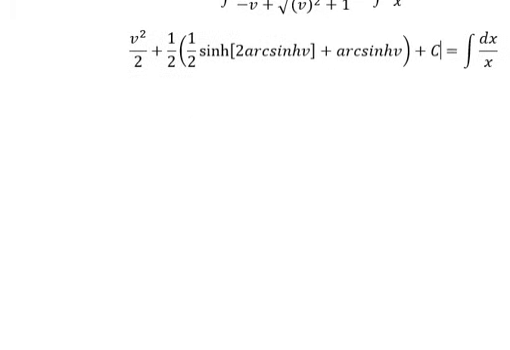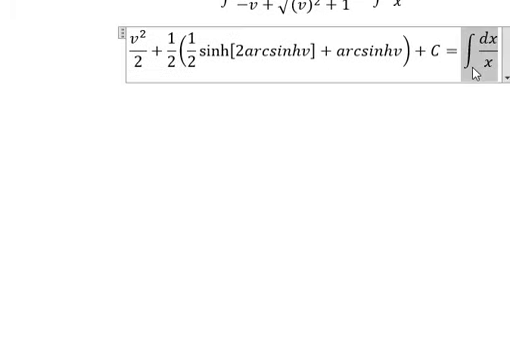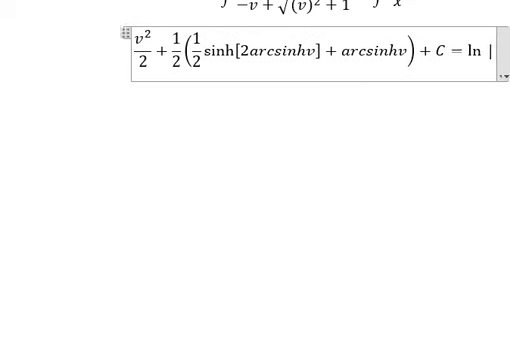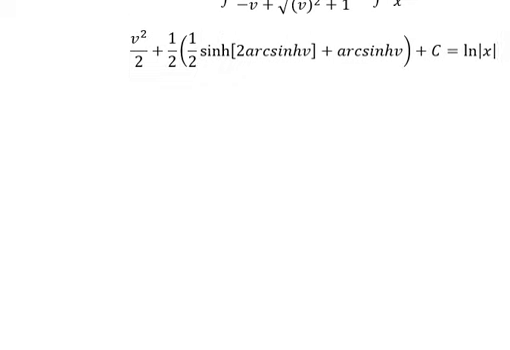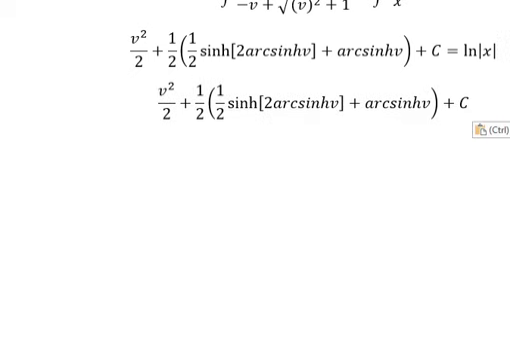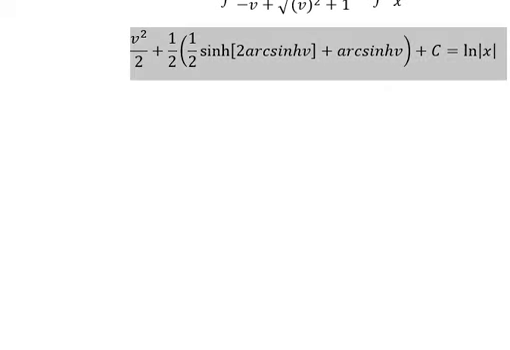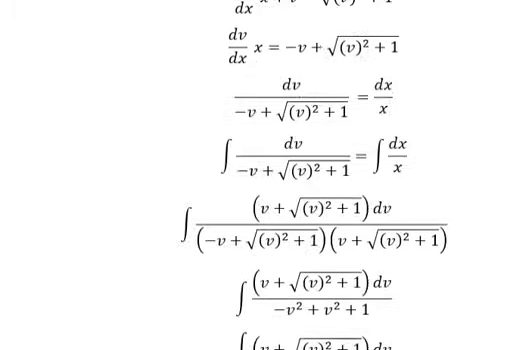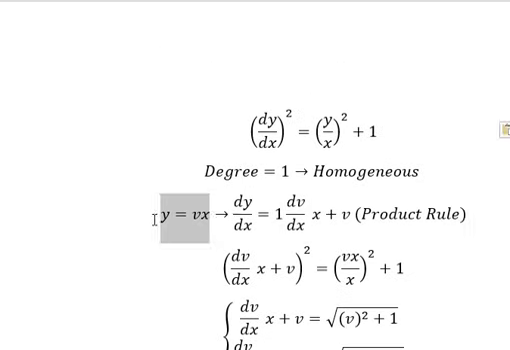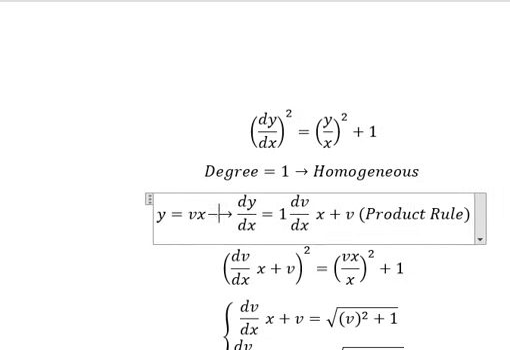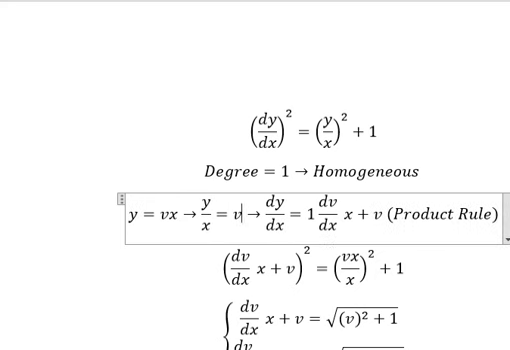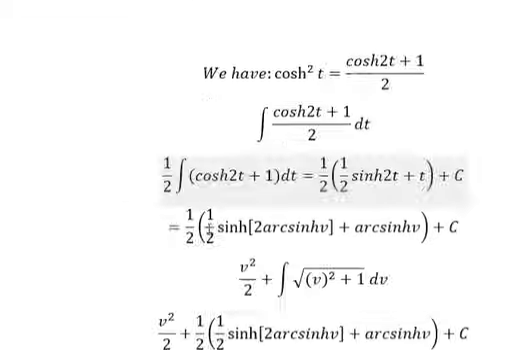And now the integration of this one, we have ln of the absolute value of s about v. That is about this one. So we divide both sides by s. And now we need to change v into this one.